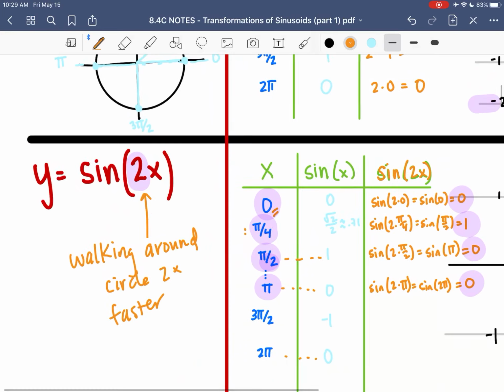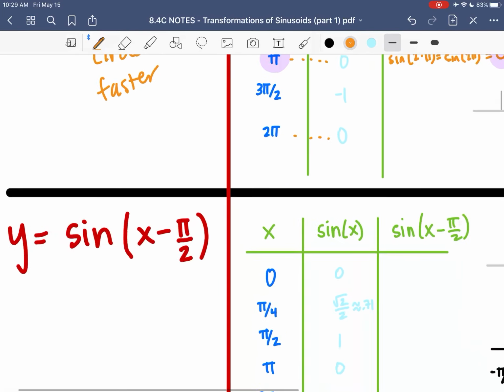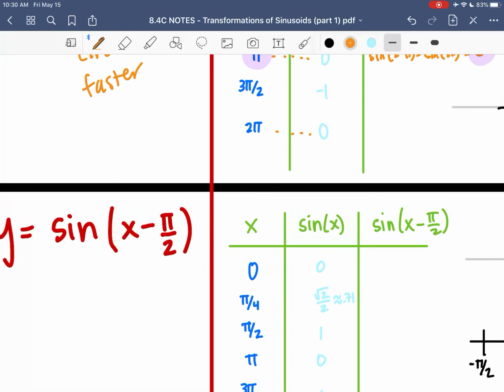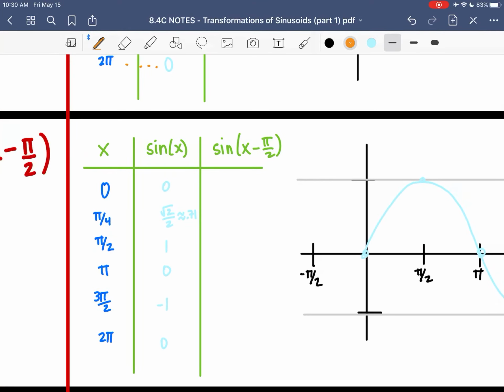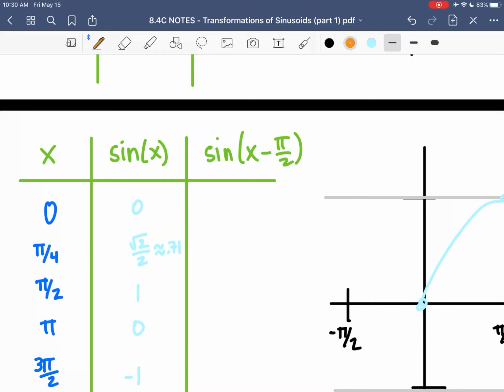Okay, how about sine of x minus pi halves? So we've multiplied on the inside now. What if we add or subtract on the inside? That's what we're wondering here. So I have my regular sine already graphed here again and our plots. But what happens when we do sine of x minus pi halves?